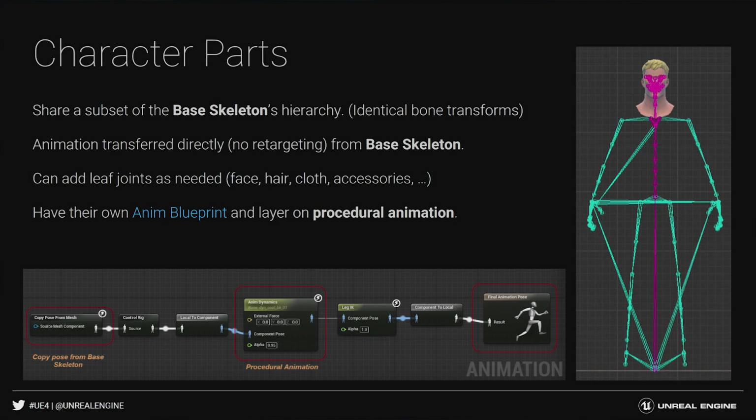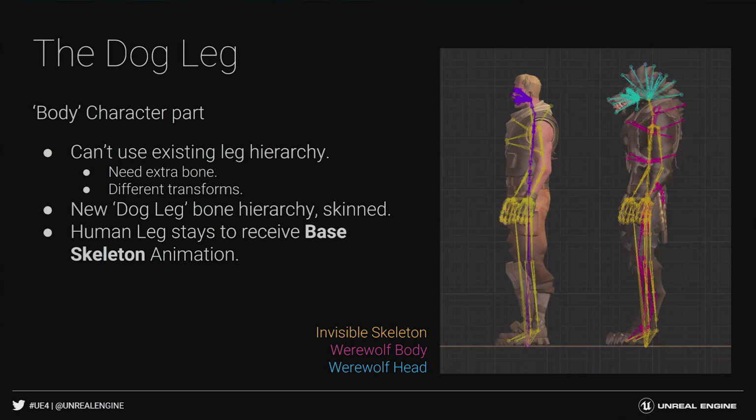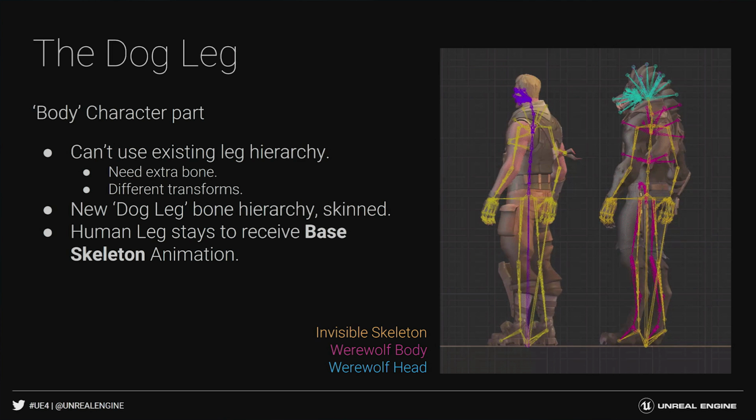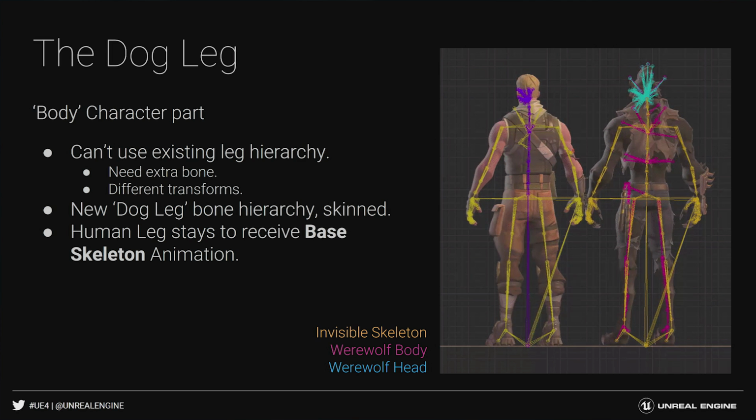This is where we copy the pose from the base skeleton. So we copy transforms from the base skeleton onto the character part. In the middle, we can overlay some procedural animation, for example, jiggle bones. And on the right, we have the final pose that we see in the game. So this is the body part for our werewolf.